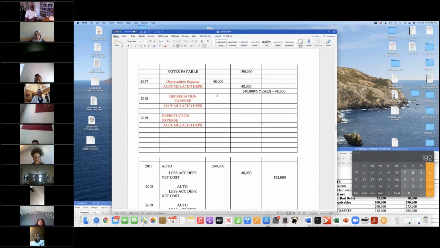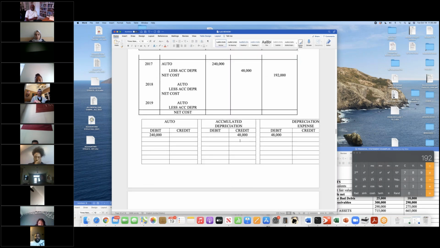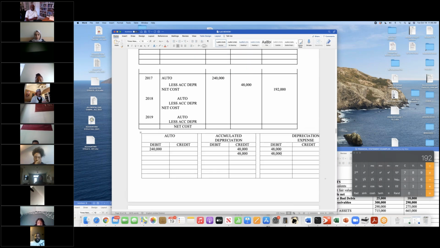Now, the good thing about these is what? When next year rolls around, same entry, $48,000, assuming we're using straight line depreciation. So the same entry is made the second year. The next year, another 48,000 comes here, and another 48,000 goes in the expense. Of course, the original would have been closed down. So now it's still costing 240, but we've written off what? 96,000.